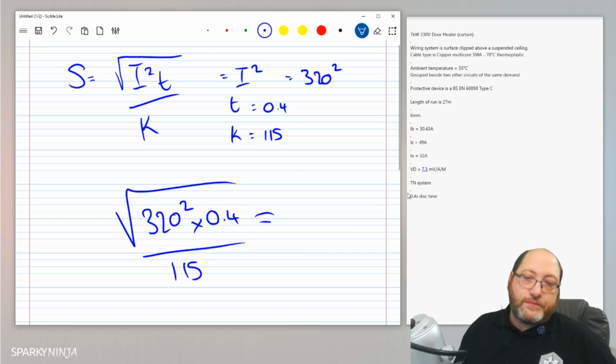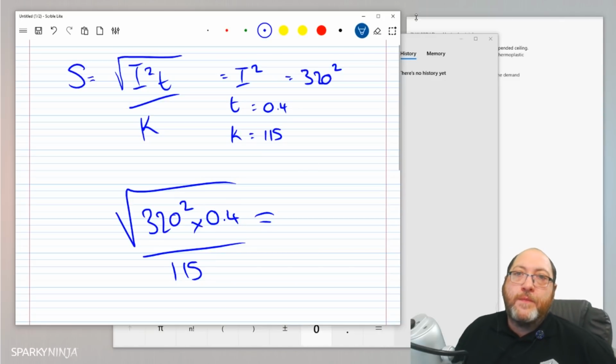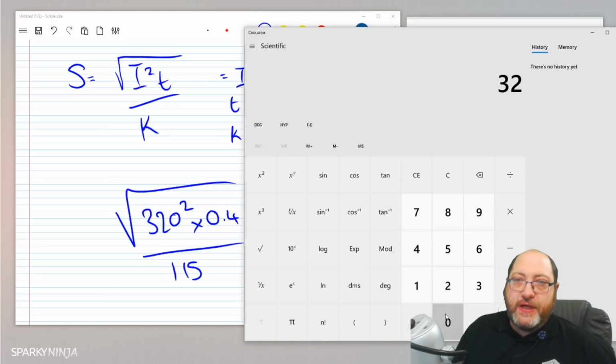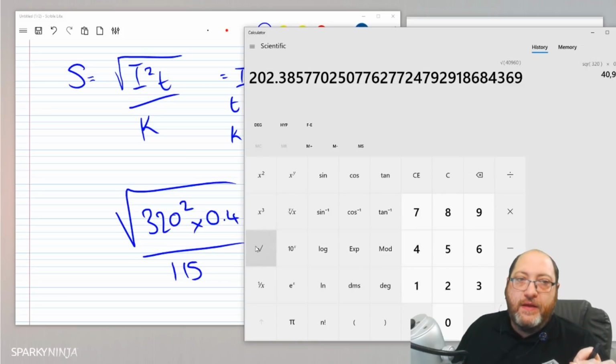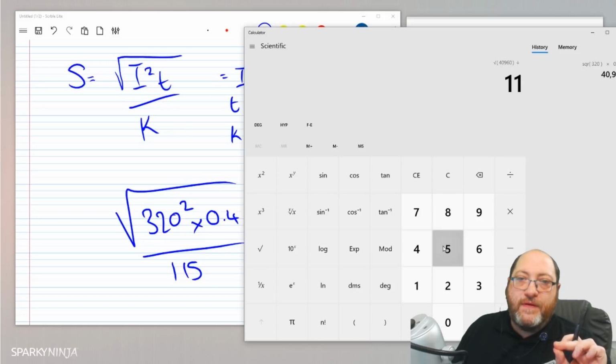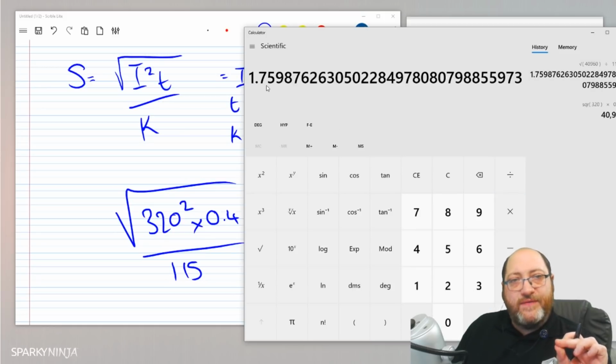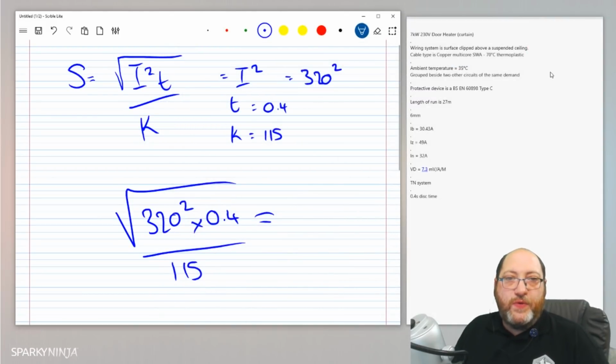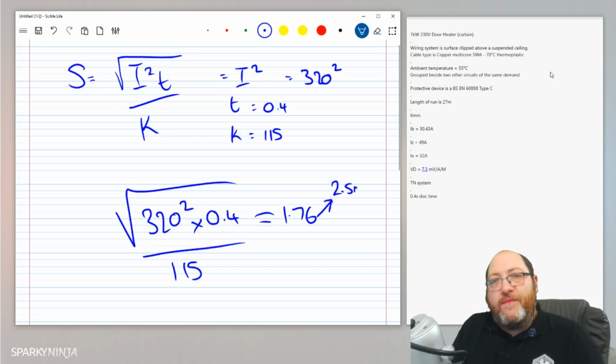So okay, 320 squared times 0.4 equals, square root the top line. Okay, don't square root the whole thing. Then over 115, 1.759. So we'll call that 1.76. So this equals 1.76. There's no such size cable as 1.76, so that'll have to go up to 2.5 mm as the minimum required protective conductor size.